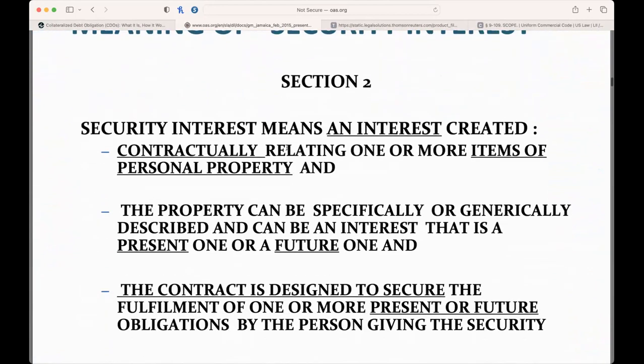Security interest means an interest created contractually relating to one or more items of personal property. So all it takes is one, but it says one or more because they're speaking of the pooling of the personal property, which is also commingling, which is not permissible in banking. You should not commingle funds.